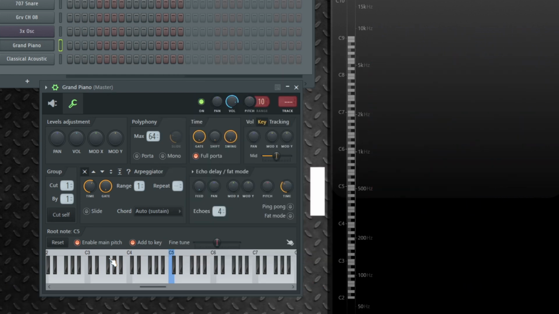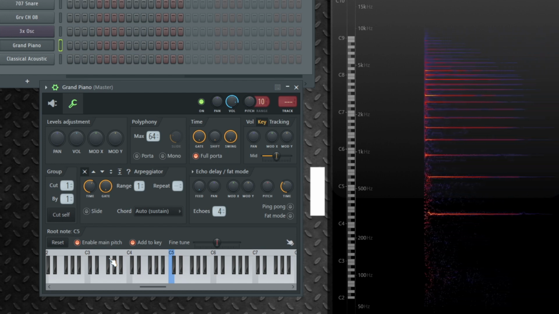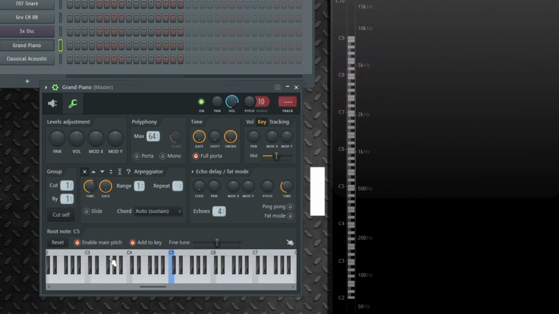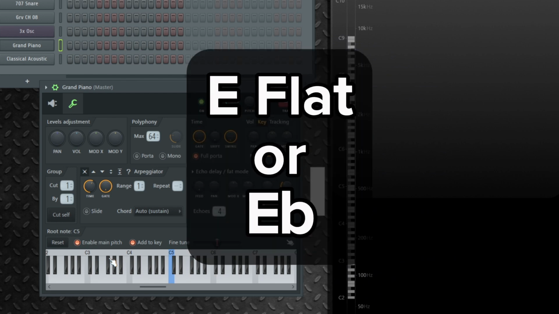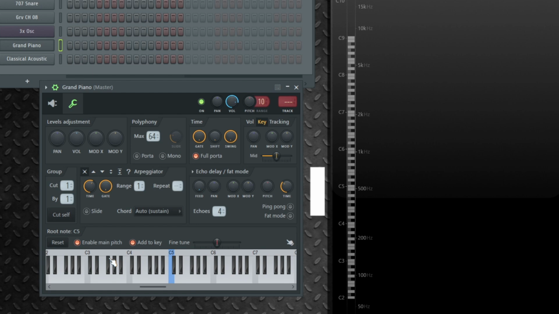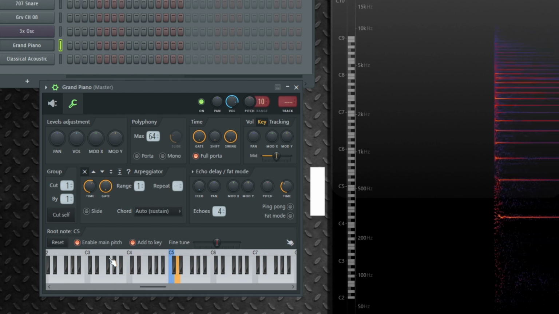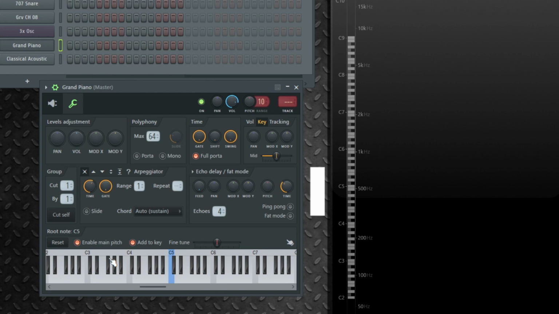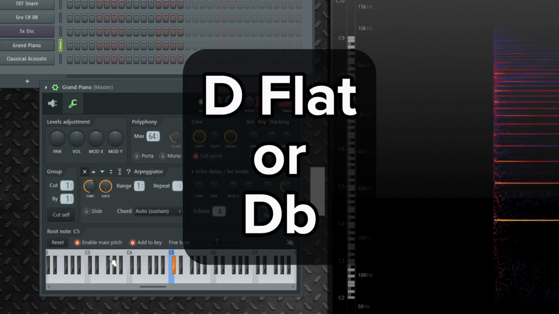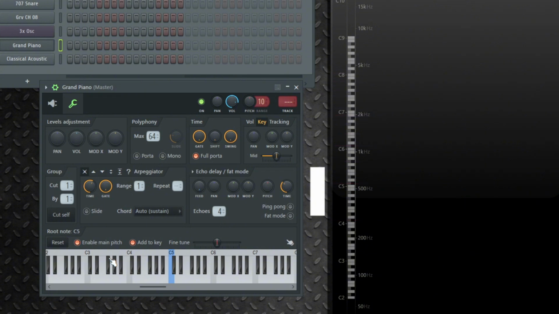But they can also inherit their name in another way. For example, this note is immediately to the left of the E note. Therefore, we call it E flat. Or the first black key we saw is immediately to the left of the D note. Therefore, it can also be called D flat. With this, we realize that the same black key can have two names. Both are valid, but we will use one or the other depending on the musical scale, which is something we will learn later.